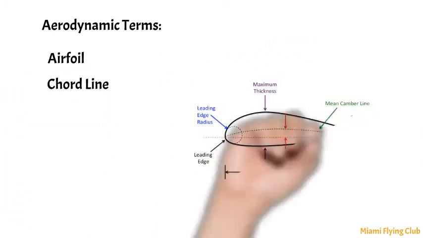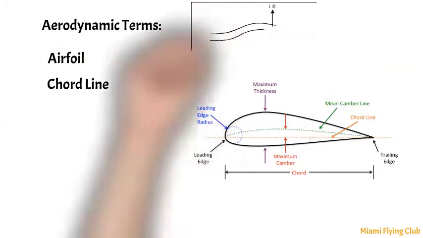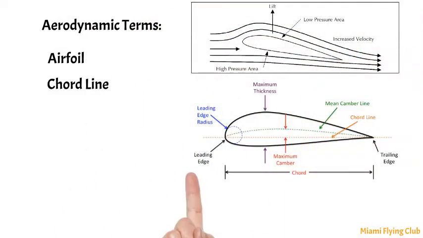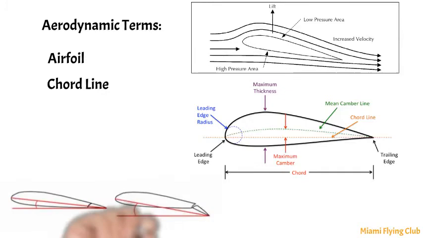The chord line is an imaginary straight line from the leading edge to the trailing edge of an airfoil. Changing the shape of an airfoil, by lowering flaps for example, will change the chord line.